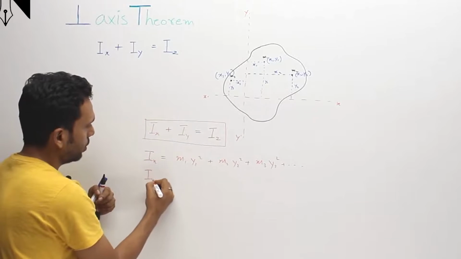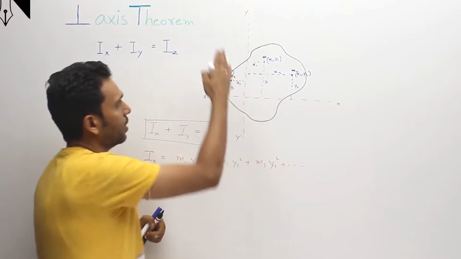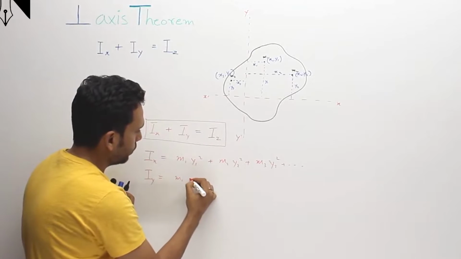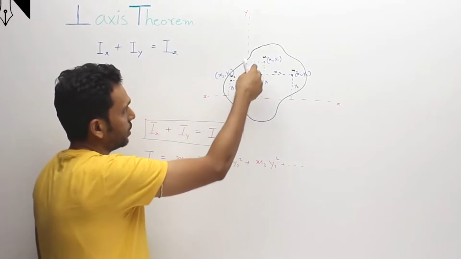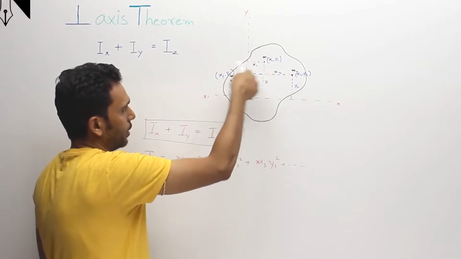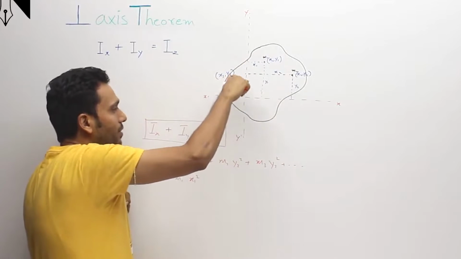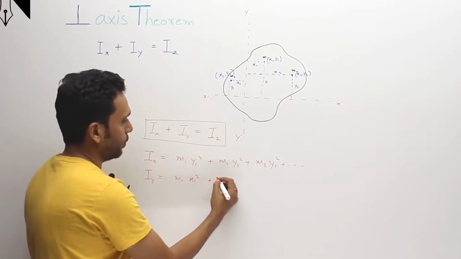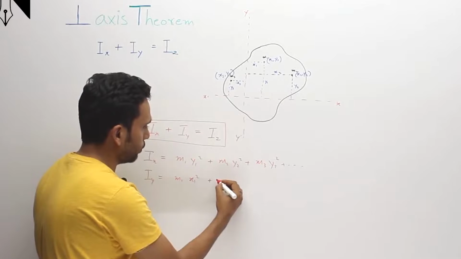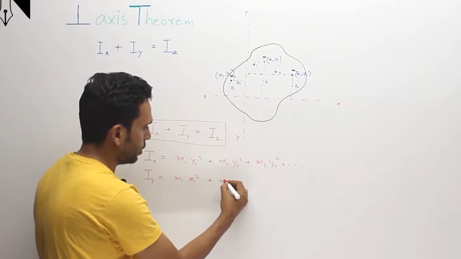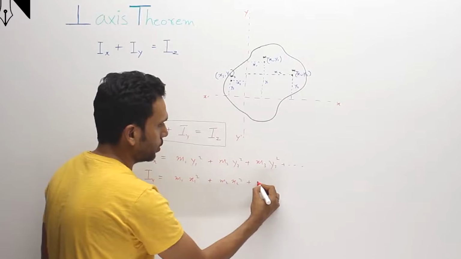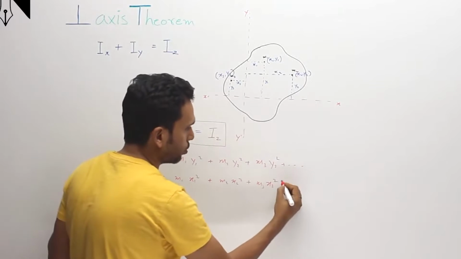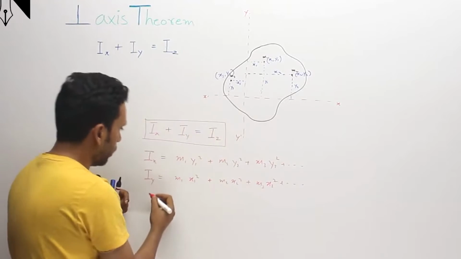What about the moment of inertia of the body about the y-axis? So what is it? m1 x1 square, since the distance from the y-axis is x1. For the next one it is x2, and for the next one it is minus x3, but if we do the square, then we don't care about the negative and the positive sign. It becomes positive as such. So it is m2 x2 square plus m3 x3 square. You can write minus of x3 whole square, and so on.